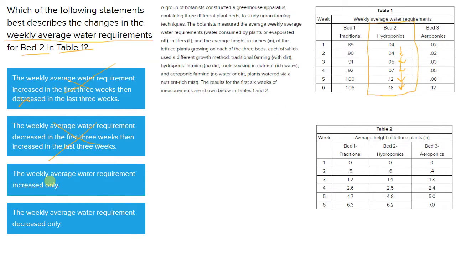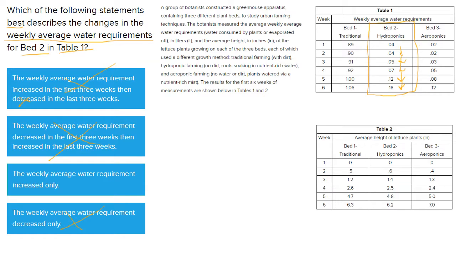And then we're going to look at answer choice C, and it says the weekly average water requirement increased only. So we see that there wasn't an increase from week 1 to week 2, but we're going to leave that on the table because it didn't decrease, and it increased the rest of the way. And our last choice is the weekly average water requirement decreased only, which is definitely not true because it increased the whole way. So if you notice the keyword best here.